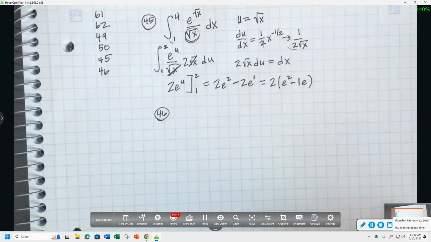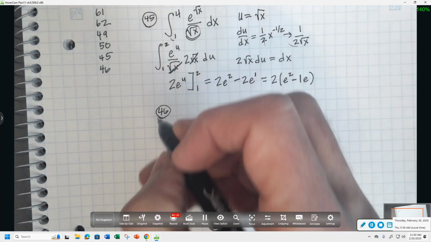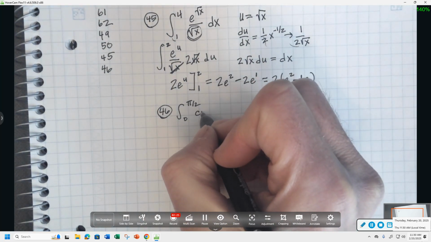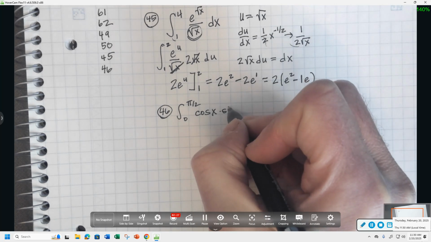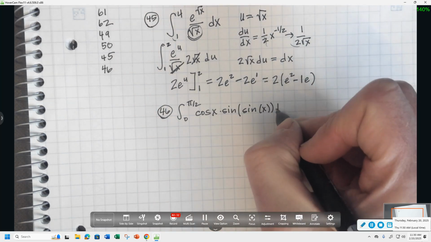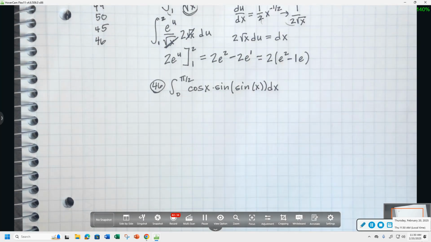46. 46, we've got the integral from 0 to pi over 2 of cosine x times sine of x. We graphed this in third hour. It was very disappointing. It was just a regular old looking sine wave.